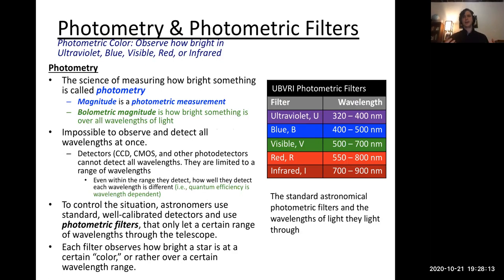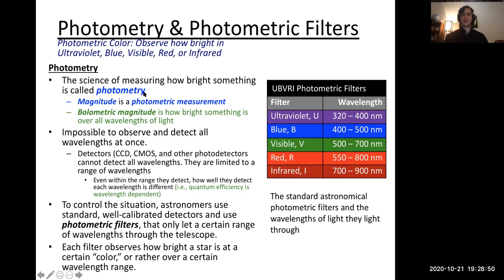So why do we use these photometric filters? What I have over here is just the filter name. In astronomy, we use the standard set of UBVRI filters to do what we call photometry, which is just the science of measuring how bright something is. And if we're actually going to do that well, then we need to control the situation as well as possible, just like any experiment that you do in science, so you can understand what it is you're observing as efficiently and as best as possible.